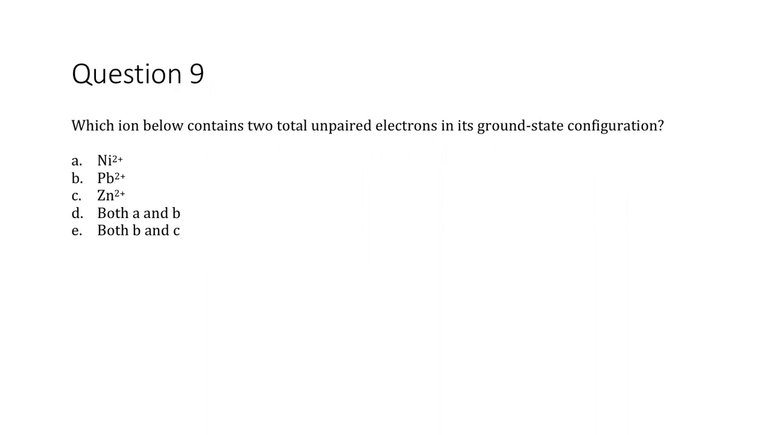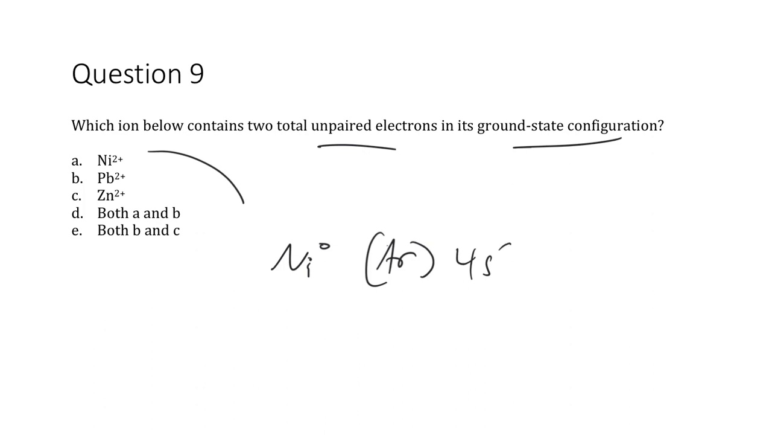Question 9, which atom contains 2 unpaired electrons in its ground state configuration? So nickel 2+, lead 2+, zinc 2+. This is just requiring us to correctly identify the electron configurations. So let's look at nickel 0 first. So nickel neutral is argon 4s2 3d8.